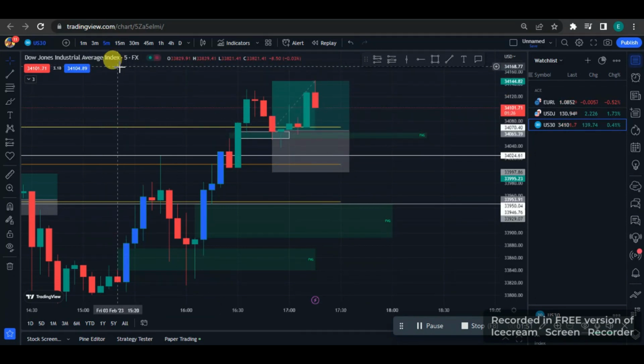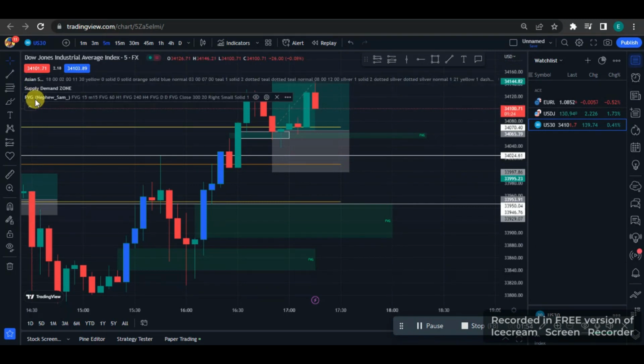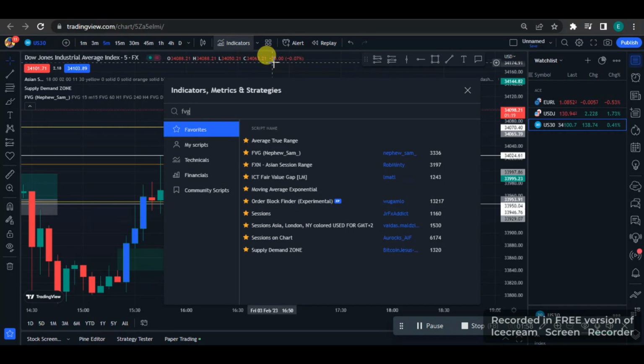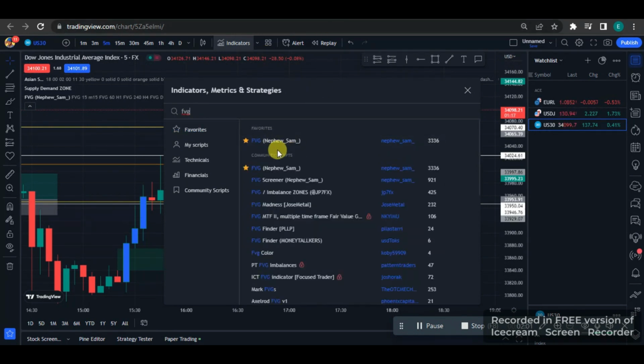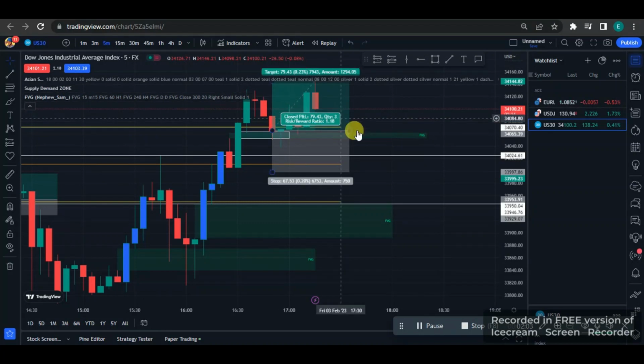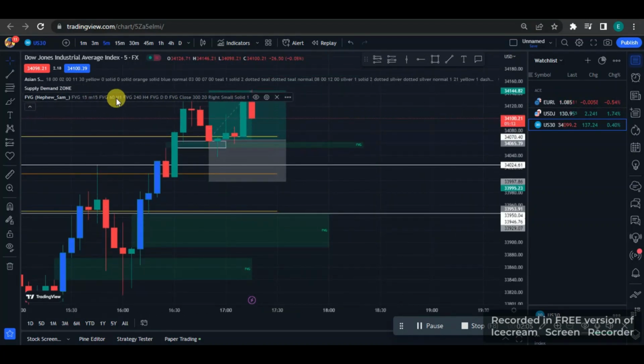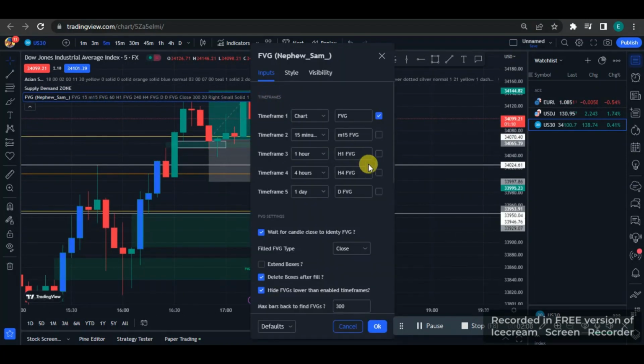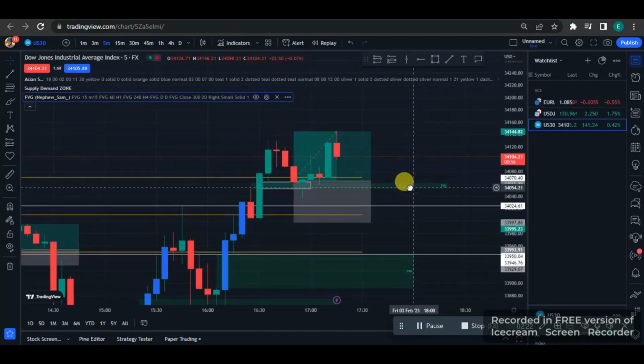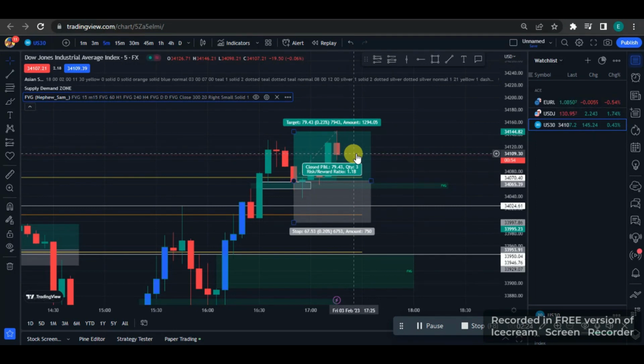So the indicator you need is just this indicator called FVG by Nephew Sam. Let me see if I can call that out. So FVG by Nephew Sam. You just click on it and it's going to be added to your chart. You literally don't need any settings apart from one setting I like to use, which is wait for candle close to identify FVG. So I just tick this check mark to wait for the candlestick to close before the FVG is identified. That's literally the only setting I use for this strategy, and that's just going to be it.